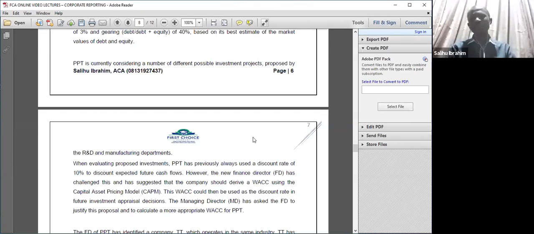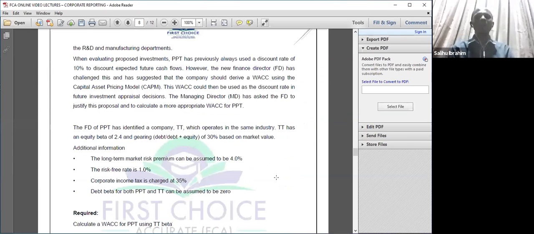Now, let me tell you this. When we say compute cost of capital using CAPM, what we are telling you to do is that the cost of equity that you will use in the computation of the WACC, compute it using CAPM. And for you to do that, don't you need beta? Of course, you need beta. So that's what this question is trying to say. This WACC could then be used as the discount rate in future investment appraisal decisions. The managing director, MD, has asked the FD to justify this proposal and to calculate a more appropriate WACC for PPT. I believe you are getting this. That is the background information as to the reason why we are computing our cost of capital for PPT.